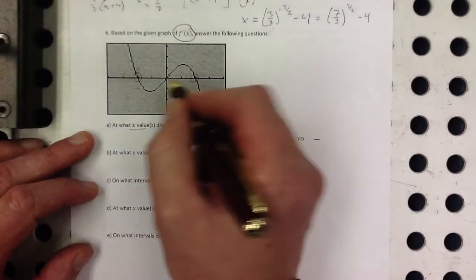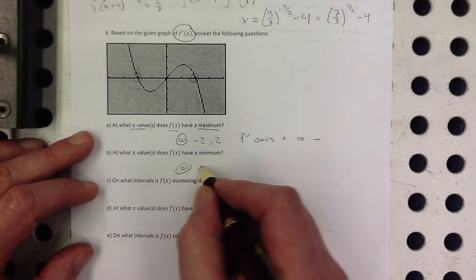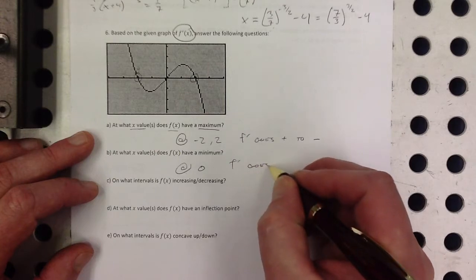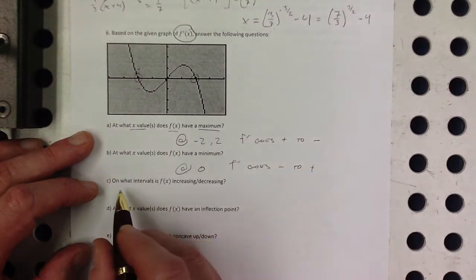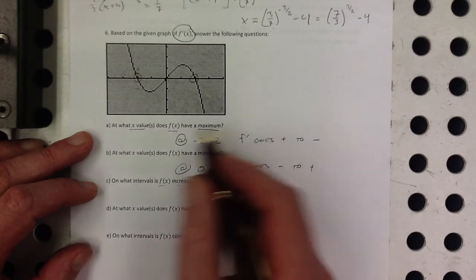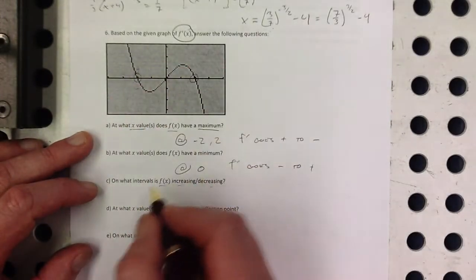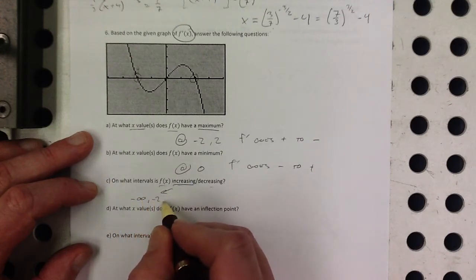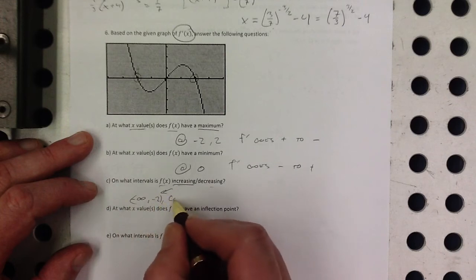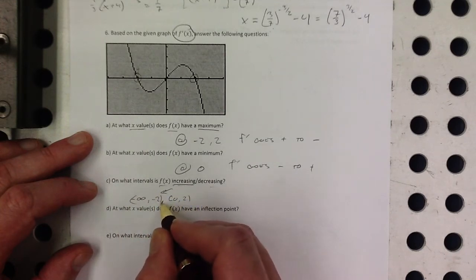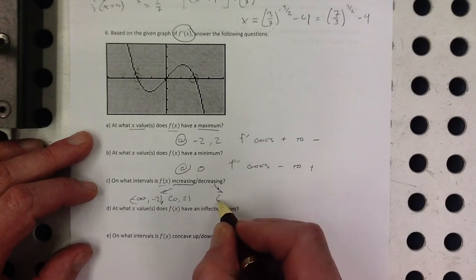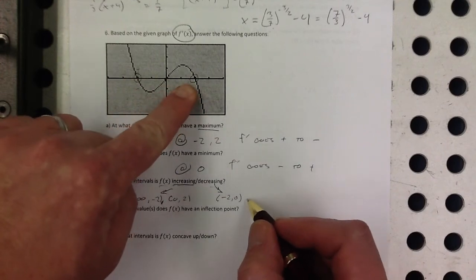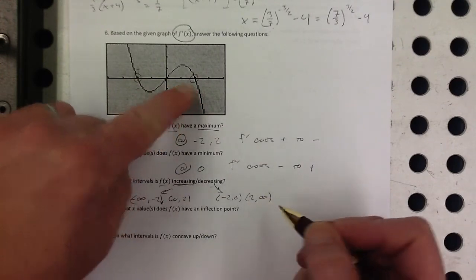Where does it have a minimum? At 0, because f prime goes negative to positive. On what intervals is f of x increasing and decreasing? Well, it's broken up by these, right? Here it's increasing from negative infinity to negative 2, and from 0 to 2. And then it's decreasing from negative 2 to 0, and from 2 to infinity.